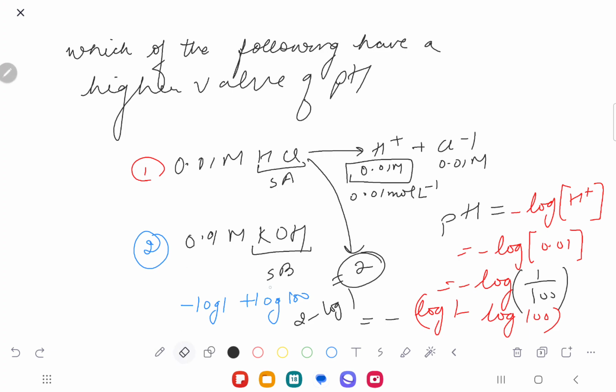Now for KOH, this is a base. So don't forget, for a base, you can never calculate pH straight away, because my base is going to give me a higher concentration of OH negative ions. I hope you're understanding. So what does that mean? Tell me. What does that mean?